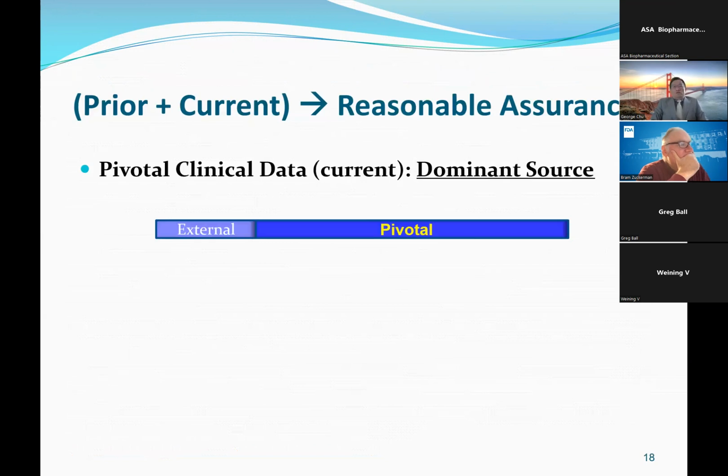So overall, to put it simply, we maintain reasonable assurance not only based on the limited current smaller trial, but we also need some prior relevant high quality data. So we combine them together.